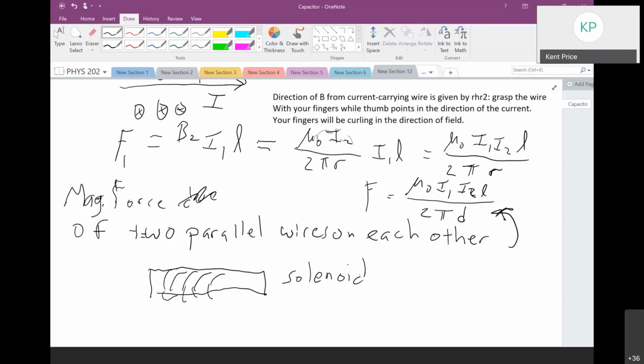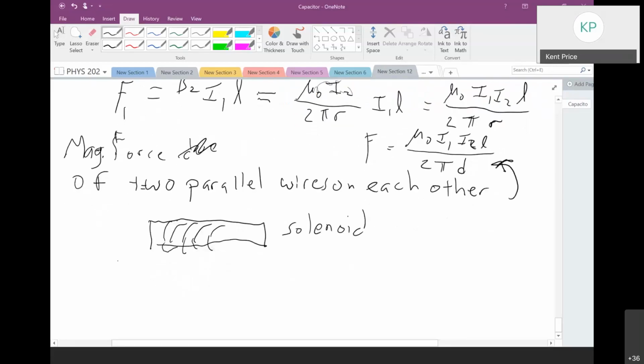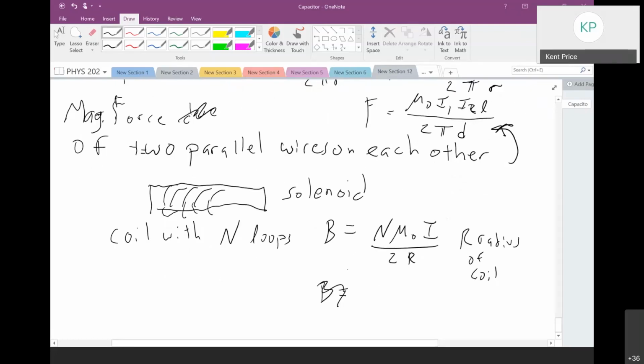Well, if you have a coil that has N loops of wire, and N can be 1 to anything, then B is equal to N mu0 I over 2R, where R is the radius of the coil. You can also write it in terms of little n, which is the number of turns per unit length, and that's in lab.